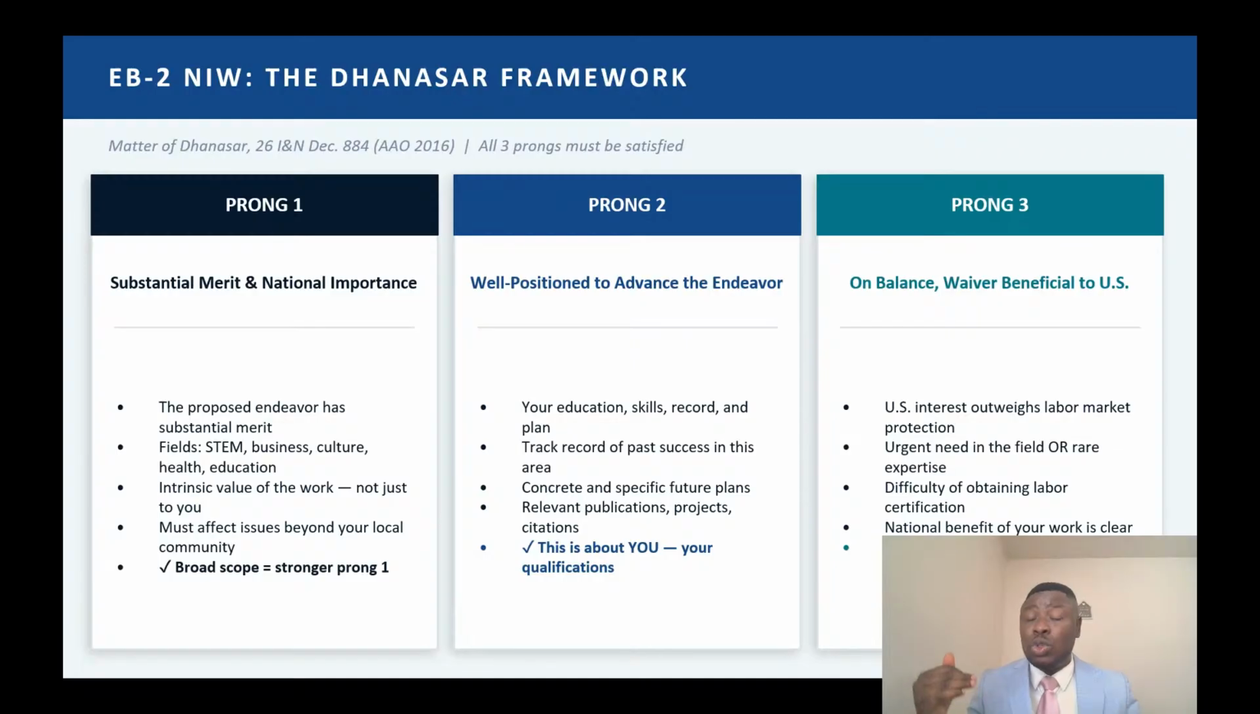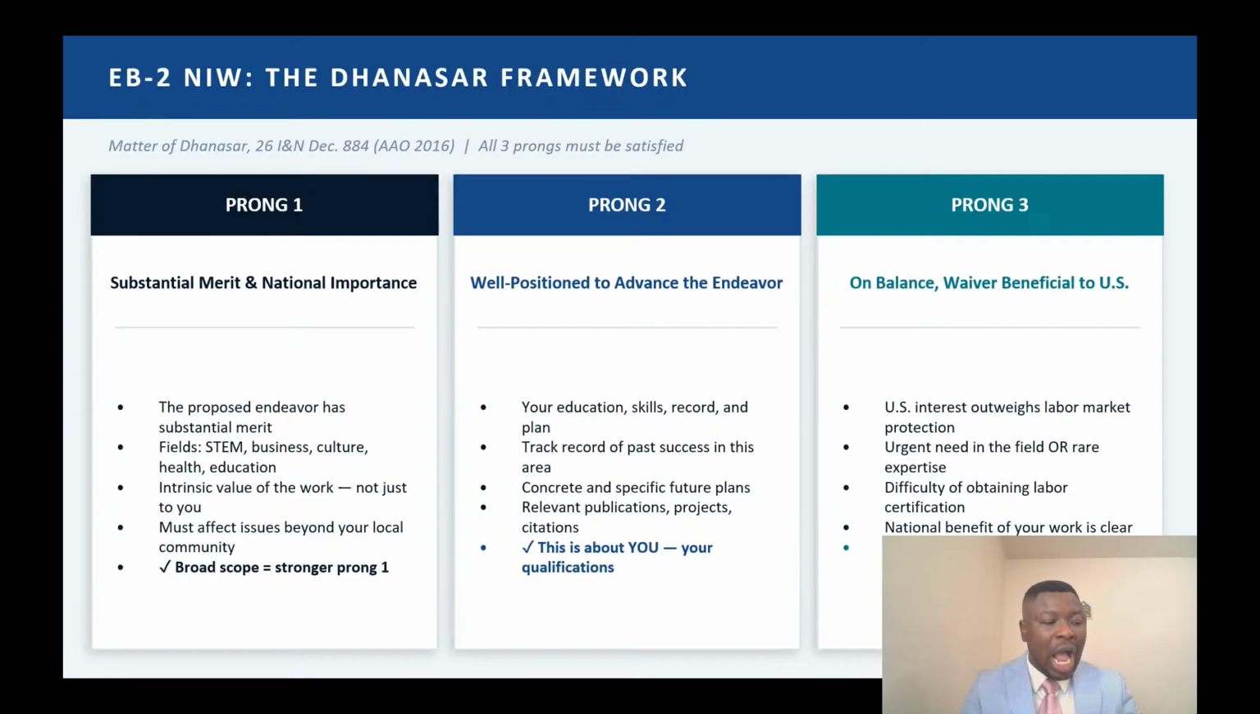So you also want to show the officer that what you want to do, that is your specific proposed endeavor, is urgent. There's an urgent need in the field, or your expertise is rare, that you cannot easily find people to do this kind of proposed endeavor. You also want to show the officer that there is a difficulty of obtaining labor certification. And you want to show the officer that the national benefit of your work is clear. And this is why labor certification should be waived. All right.